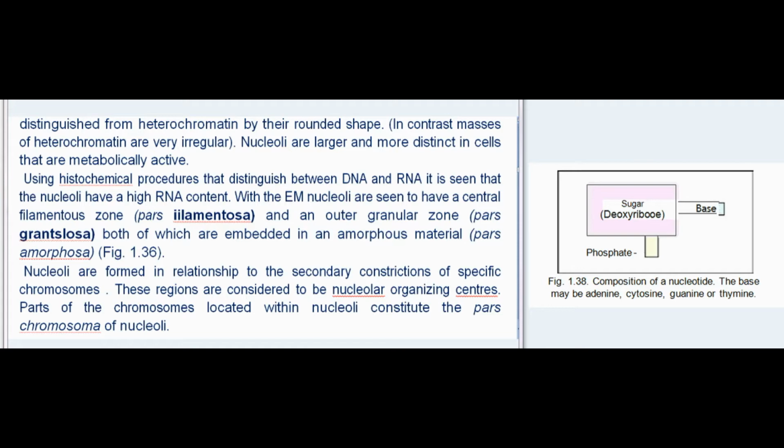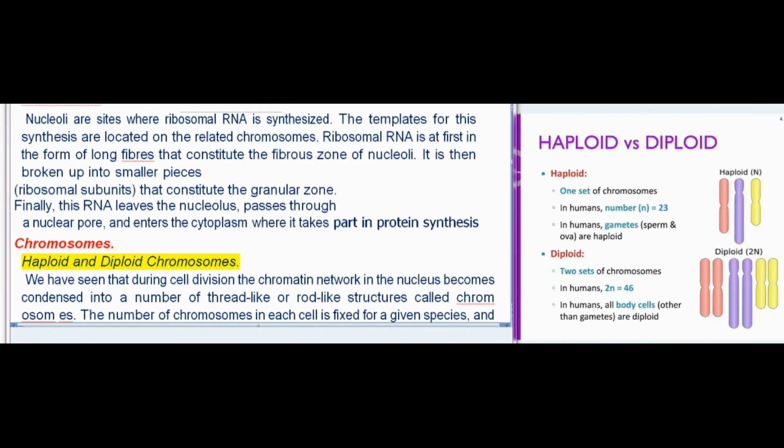Nucleoli are sites where ribosomal RNA is synthesized. The templates for the synthesis are located on the related chromosomes. Ribosomal RNA is at first in the form of long fibers that constitute the fibrous zone of nucleoli. It is then broken up into smaller pieces, ribosomal subunits, that constitute the granular zone. Finally, this RNA leaves the nucleolus, passes through a nuclear pore, and enters the cytoplasm where it takes part in protein synthesis.